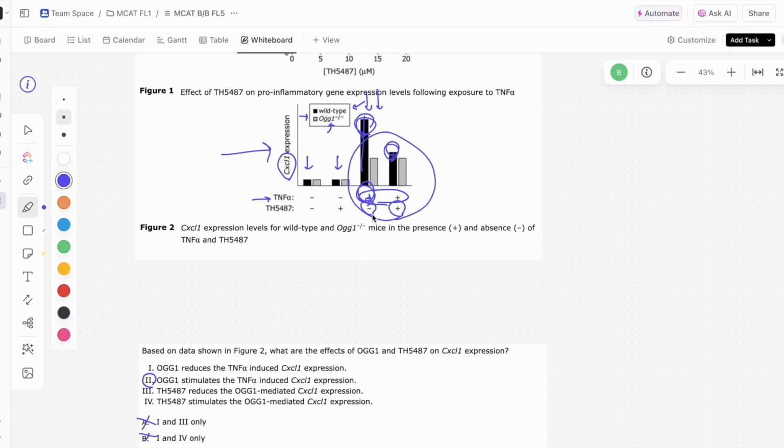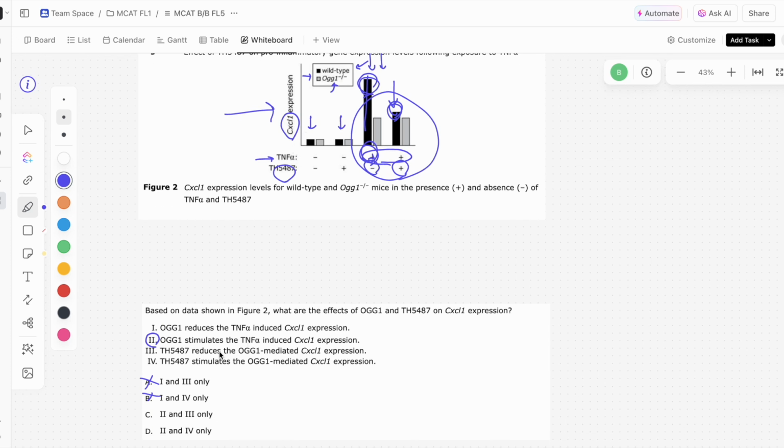Let's take a look at these black lines. When we have TH5487, what do we get? We get a decrease in CXCL1 expression in the wild type mice when we have TNF alpha. So again, what happens? We add TH5487, we see a sharp decrease in the amount of CXCL1 expression in the wild type mice, which means what? TH5487 reduces the OGG1 mediated CXCL1 expression, which means D is incorrect.